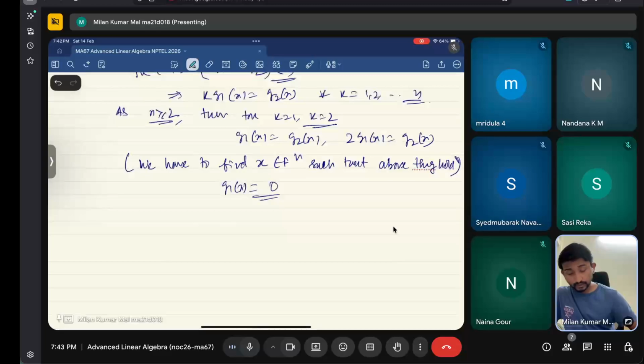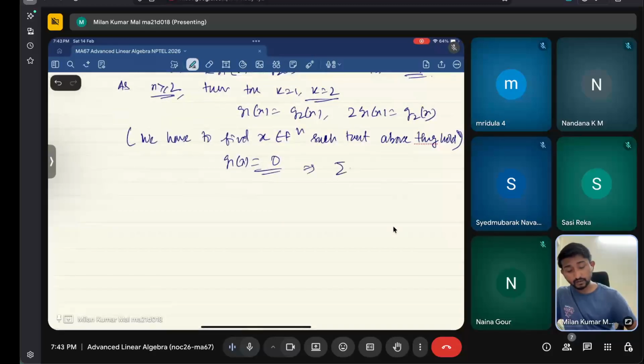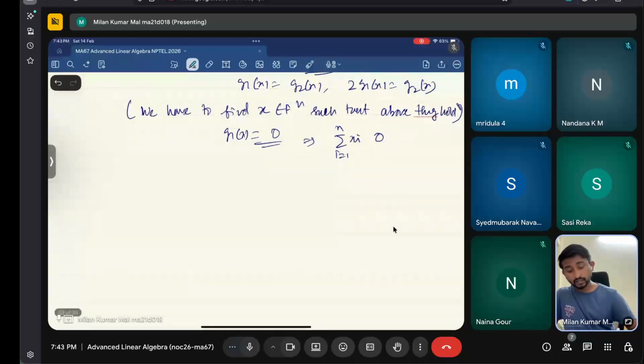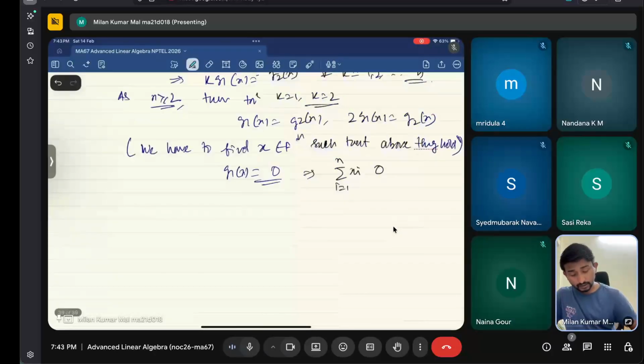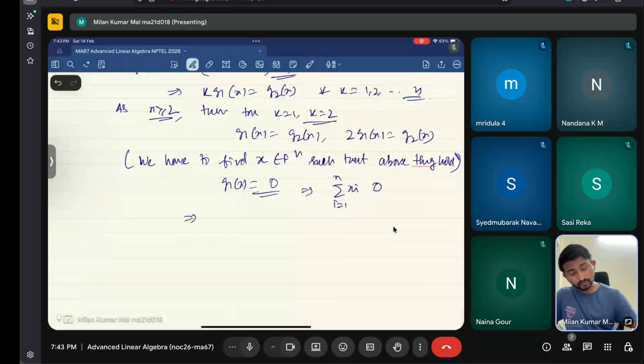That says the summation of x_i, i equals 1 to n, equals 0. This is the first condition. Another condition is that, with g1(x) equal to 0, g2(x) is equal to 0. That gives the summation of i x_i, i equals 1 to n, equals 0.